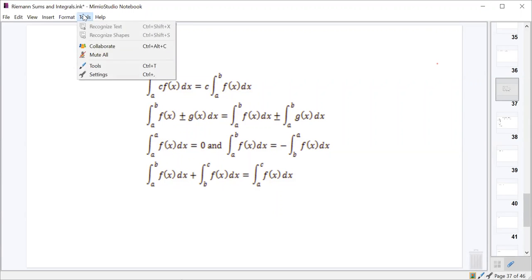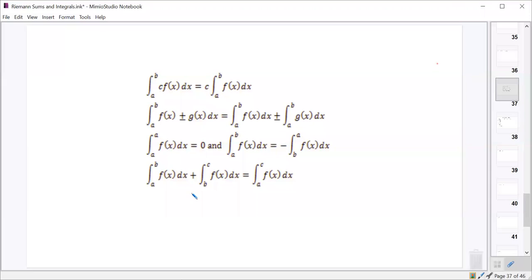And then if we have two functions being added together within an integral, we can separate that into two different integrals, or subtracted. We know that the integral from a to a, or from 7 to 7, or -2 to -2, where there's no interval, that integral is 0, right, because there's no area underneath that curve. And we can flip the limits of integration and put a negative sign out in front.